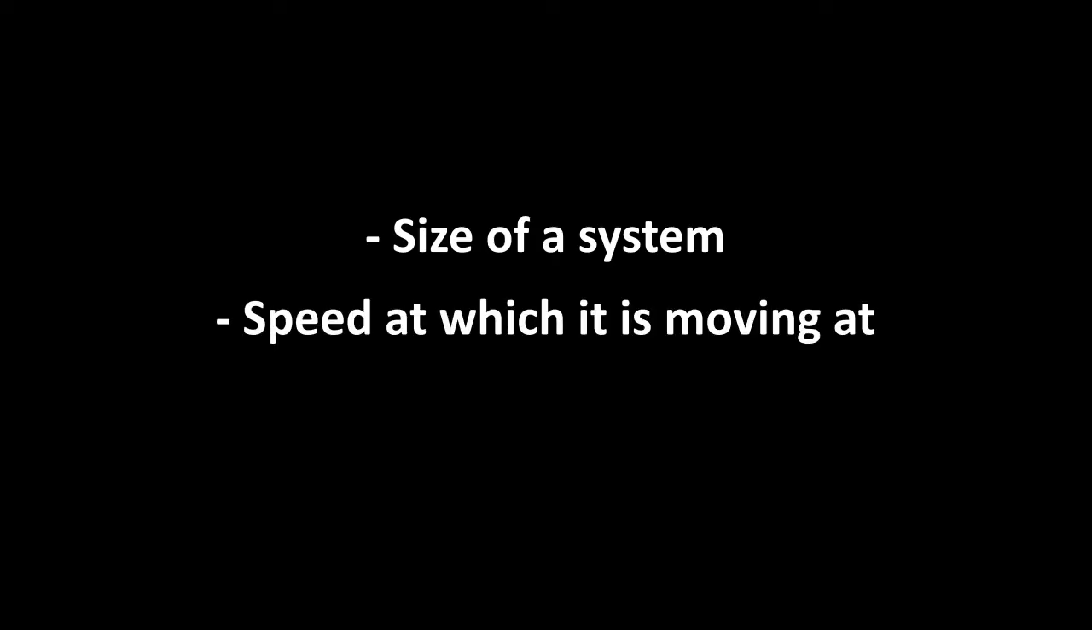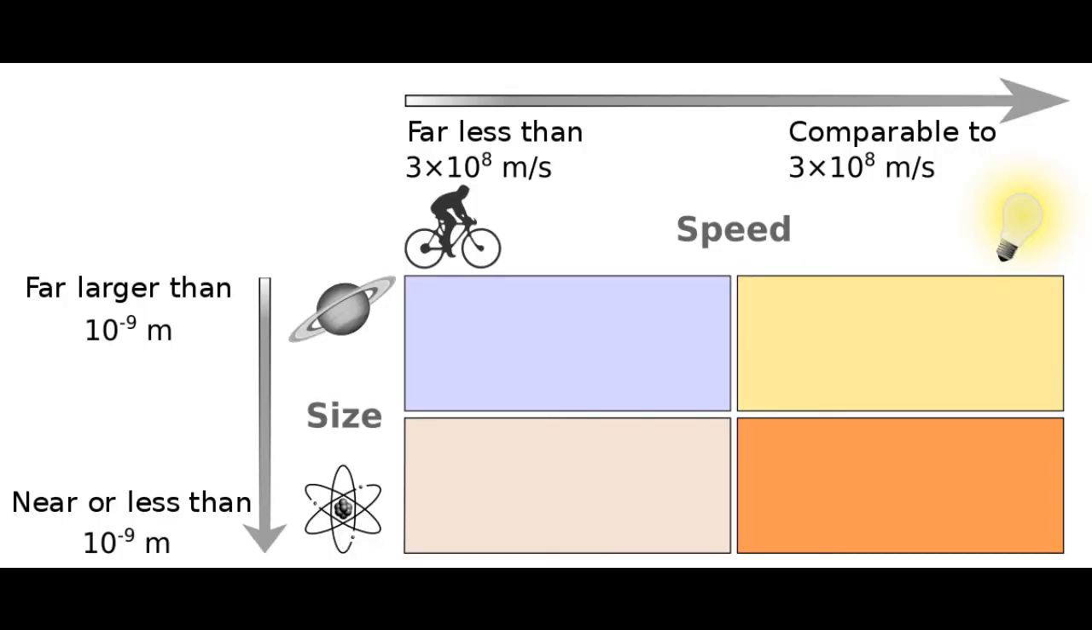Physics works very differently at different scales, and each needs its own theories to make it work. There are two things we must consider when understanding what branch of physics to use: the size of a system and the speed it is moving at. These are then split into four separate squares on this grid here.